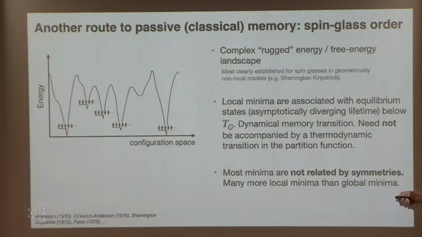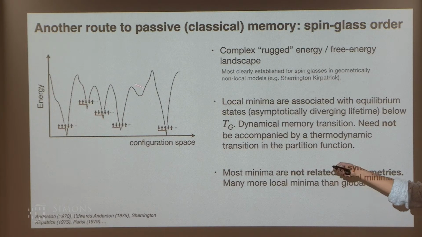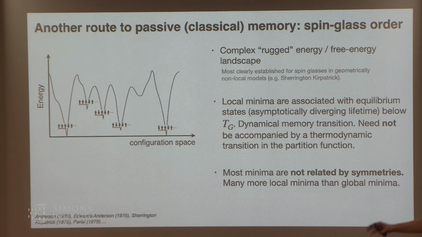And you have many, many more local minima than global minima. Even if you have many degenerate ground states, you might think that you have some complicated symmetry group which allows you to go from one ground state to another, but then you also have all of these additional states at finite energy density, which are both not related by symmetries and are nevertheless stable.